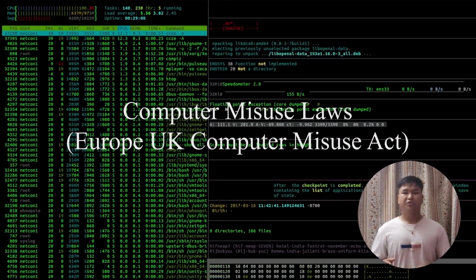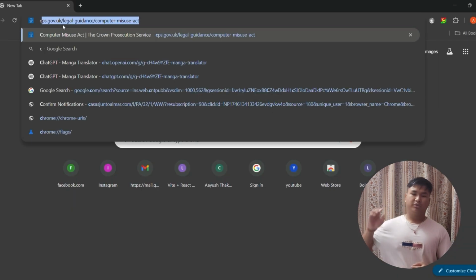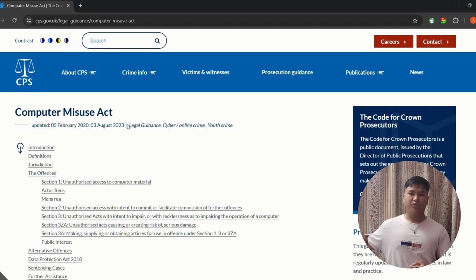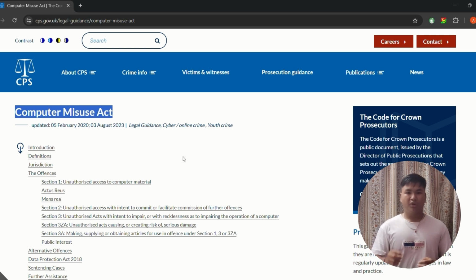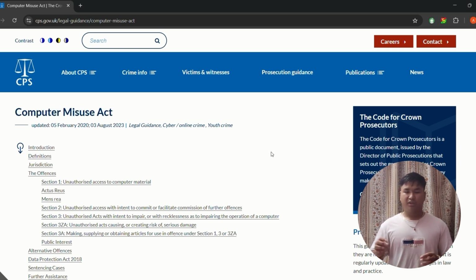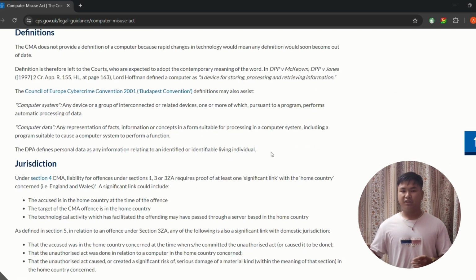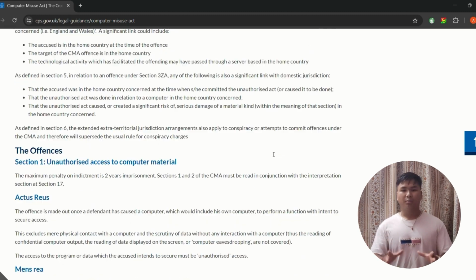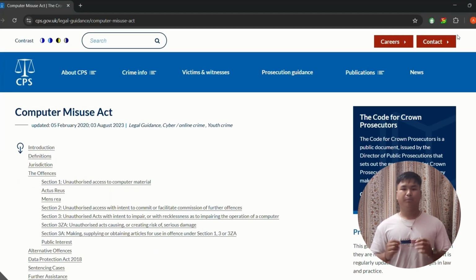Secondly, computer misuse law, like the UK's Computer Misuse Act. You can find more about this law on the website cps.gov.uk. Basically, what this law says is that a company's employee or anyone can't access a company's customers' data and share it with a third party, even if it is to help the company. So this employee broke this law and it is considered a crime.